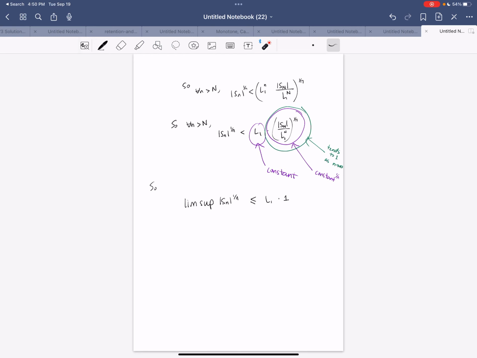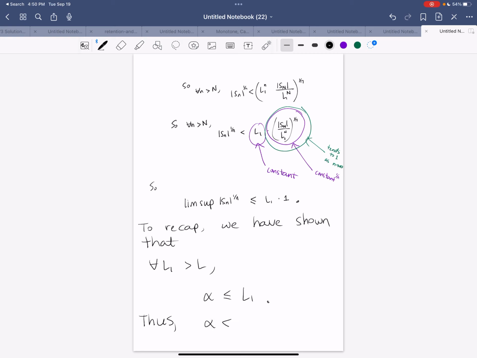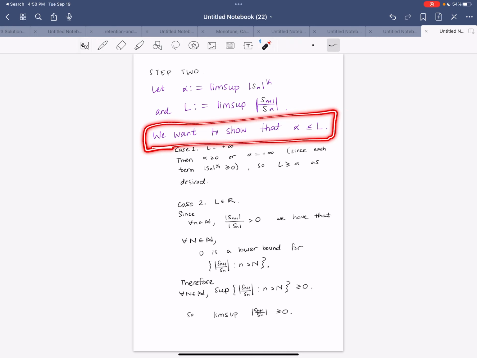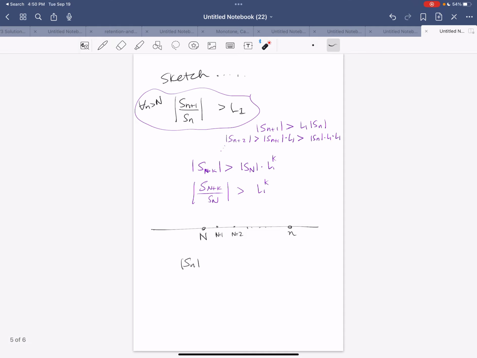So we're done. So to recap, we have shown that for each L1 bigger than L, alpha is less than or equal to L1. Thus, alpha is less than or equal to L. And that's what we wanted, right? That was our goal. We want to show that alpha is less than or equal to L.